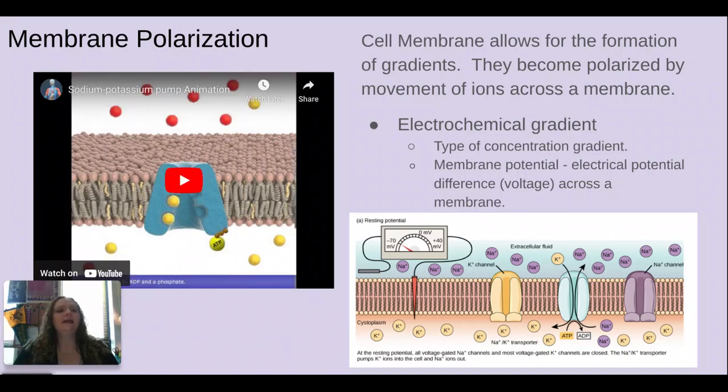Okay, so in that video, it showed you how the sodium and potassium basically are exchanged using this pump. Well, that exchange is actually going to create that electrical potential that we see in the membrane. And that is all we had time for today.